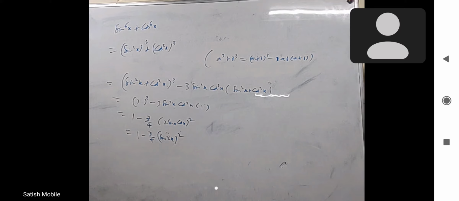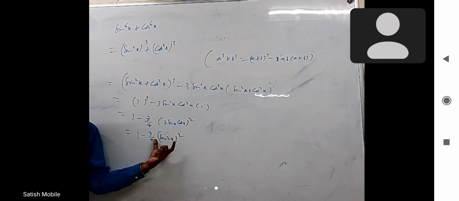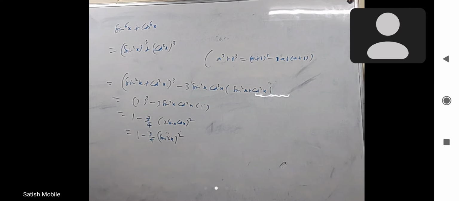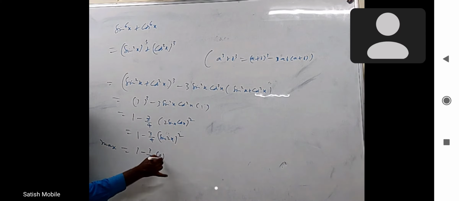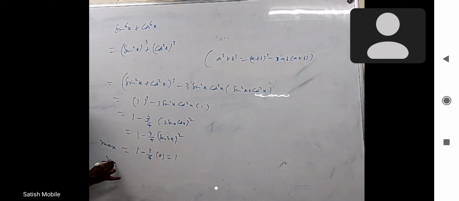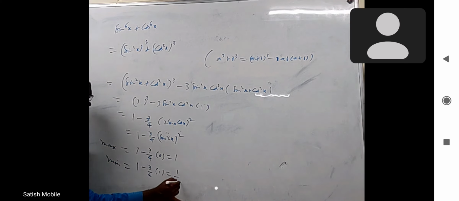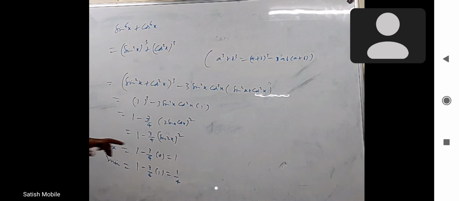Sin 2x whole square alone, what is the minimum, what is the maximum? 0 and 1. Sin 2x means minus 1 to 1, but if you square it, 0 and 1. So if you want the difference of two quantities to be maximum, this should be minimum. So maximum will be 1 minus the minimum value of this, 3 by 4 into 0, which is 1. And the minimum, when this attains maximum, is 1 minus 3 by 4 into 1, which is 1 by 4.